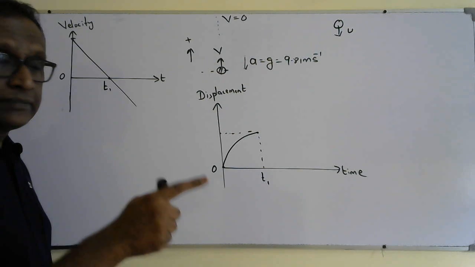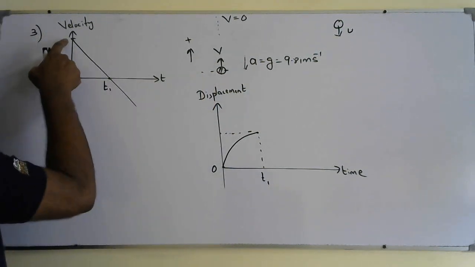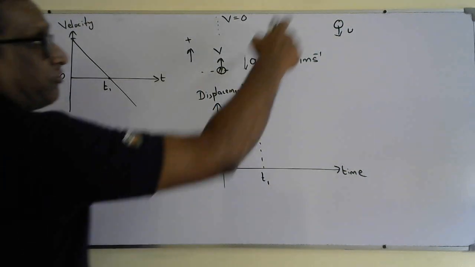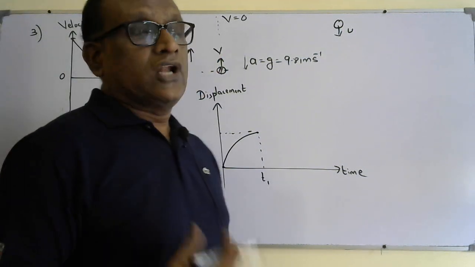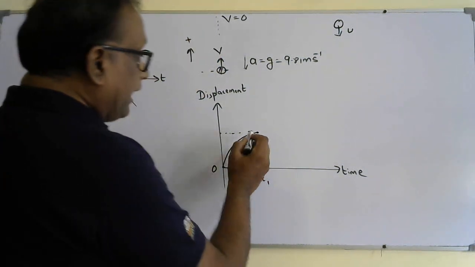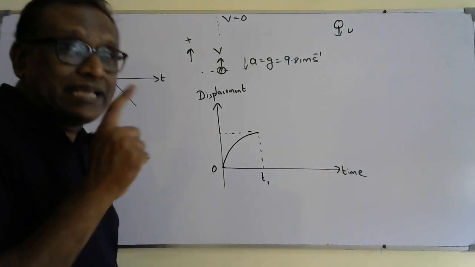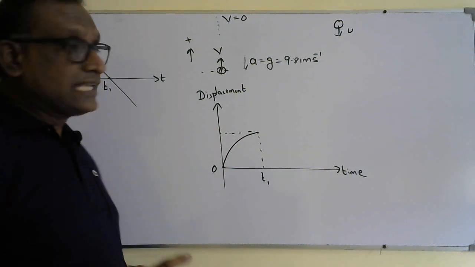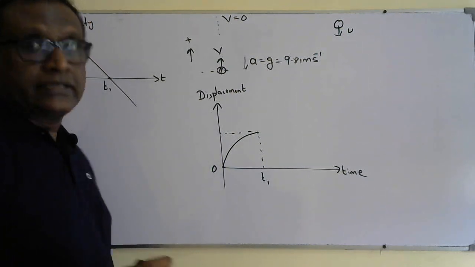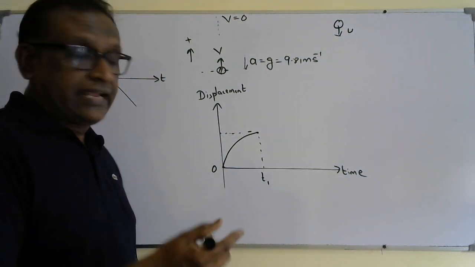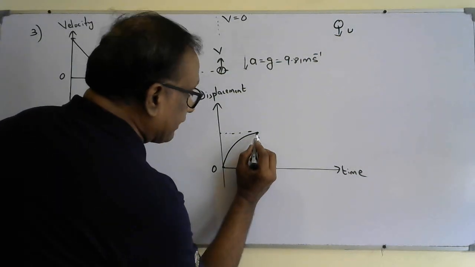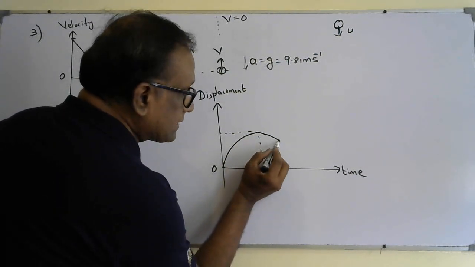Why did I take the upward direction as positive? The initial velocity is positive, which is upward. So when it falls down, the velocity is negative but increasing. Velocity increasing means the gradient of my graph should increase, but the displacement from the reference point should decrease. So the graph should have an increasing gradient, but the graph should decrease. So the graph should be like this.